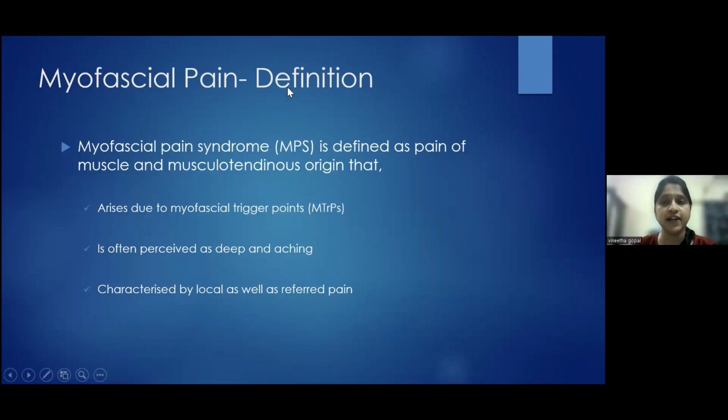It is defined as pain of muscle and musculotendinous origin. Recently, the fascia is also gaining some importance; it can arise from the fascia also. It arises due to trigger points. It is often perceived as deep and aching, and it is characterized by local as well as referred pain. So I'll ask a very basic question here: what is the difference between a referred pain and a radicular pain?